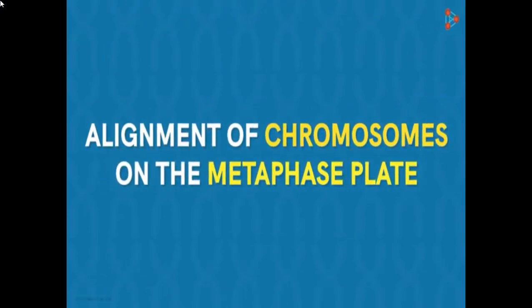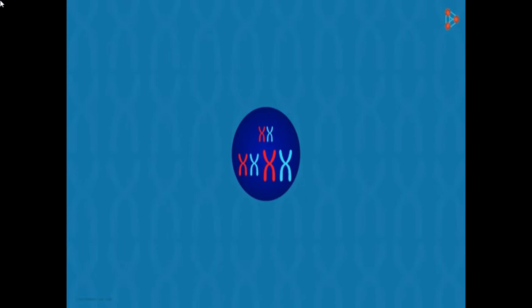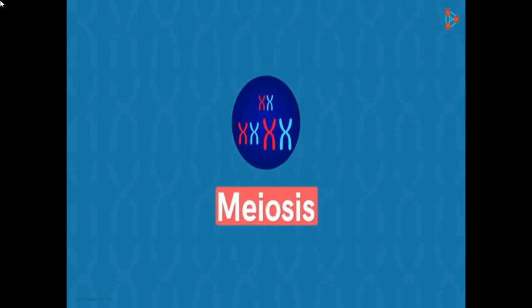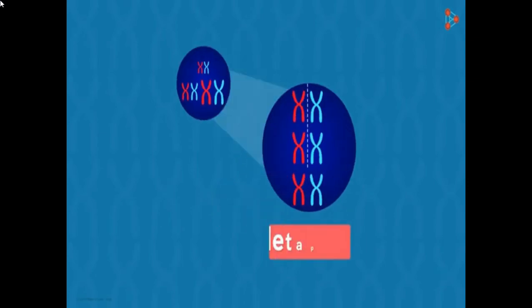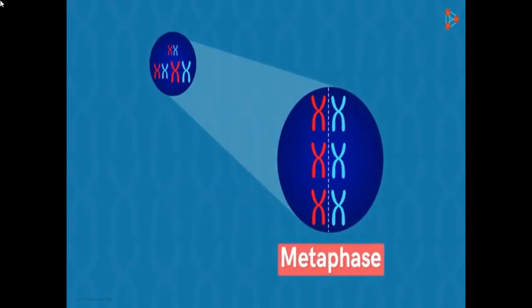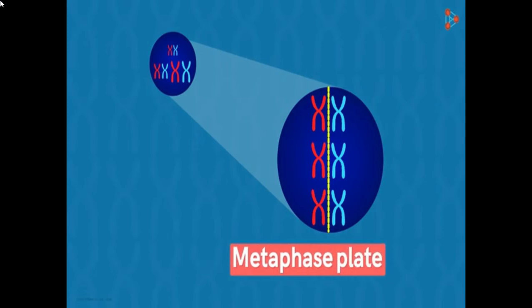Let me elaborate. Imagine this to be a cell that's about to undergo division. For now, let's assume it's undergoing meiosis. We know that during cell division, a stage named metaphase is reached where the chromosomes align themselves on the equatorial plane. In other words, on the metaphase plate.